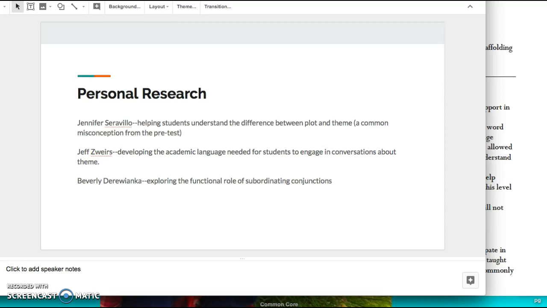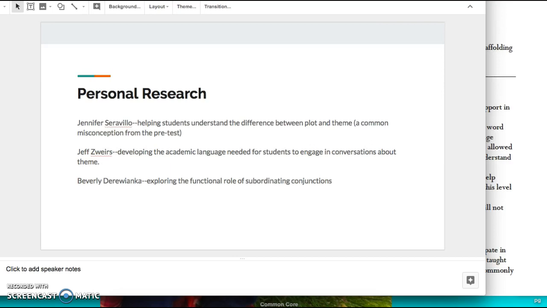And one of the things that really jumped out at me that I implemented into this learning project was some different anchor charts that she had designed to help students understand the difference between plot and theme, which I noticed was a huge misconception on both my pretest and just from conversations I had with classroom teachers. So we incorporated those anchor charts and came back to those throughout our unit.